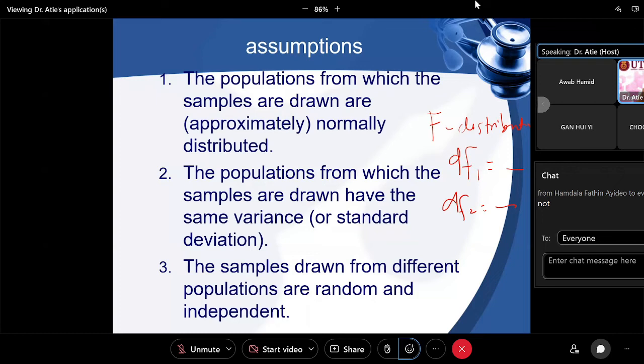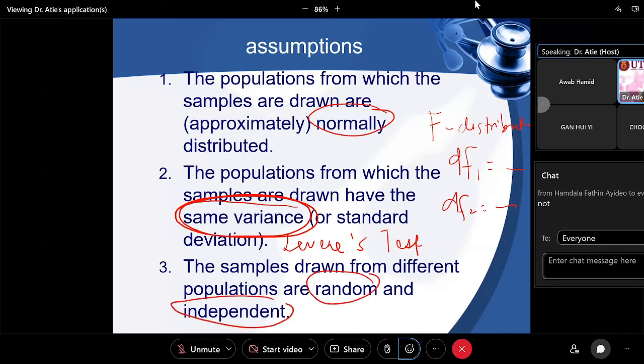So two types, yeah. The population from which the sample is drawn has the same variance. This is very, very important. So the first thing is normal and then same variance. That's why we need to use the Levene's test to test this one. And then the samples drawn from different populations are random and independent. So it means that group 1, group 2, and group 3, you select them randomly without bias, and also they are not related at all, right? Just now we have Celcom, DiGi, and Maxis, three different organizations. So they are not related at all.